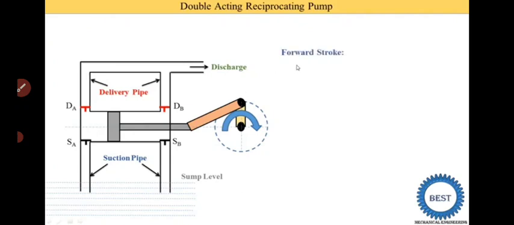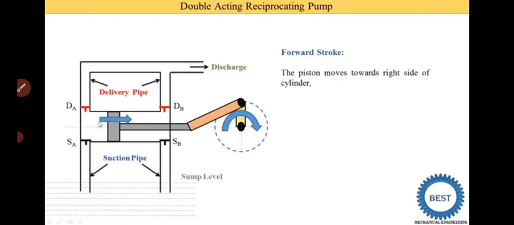So first we go through the forward stroke. During this forward stroke, the crank moves from 0 degree to 180 degree, and the piston moves from the left side to the right side. The piston moves towards the right side of the cylinder. Here I indicate with this arrow, it is moving from left to right.